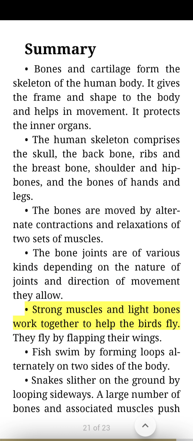Strong muscles and light bones work together to help the birds fly. They fly by flapping their wings. Fish swim by forming loops alternately on 2 sides of the body. Snakes slither on the ground by looping sideways. A large number of bones and associated muscles push the body forward.